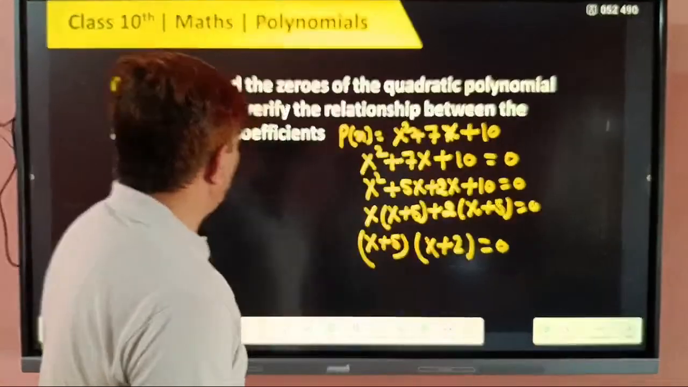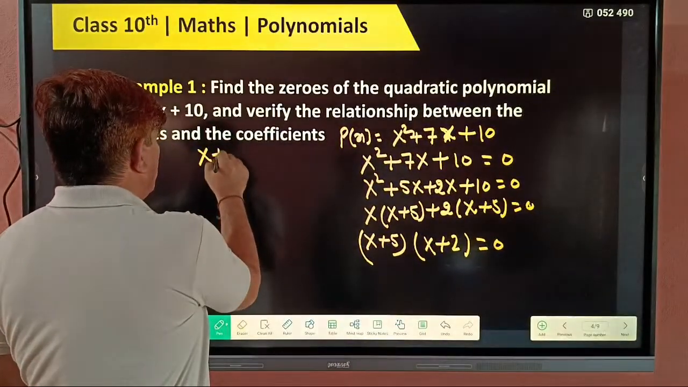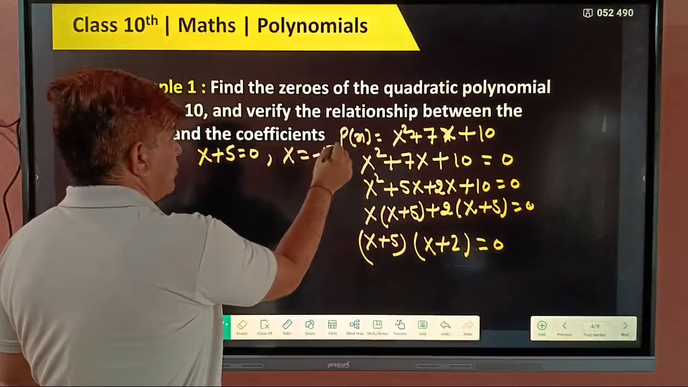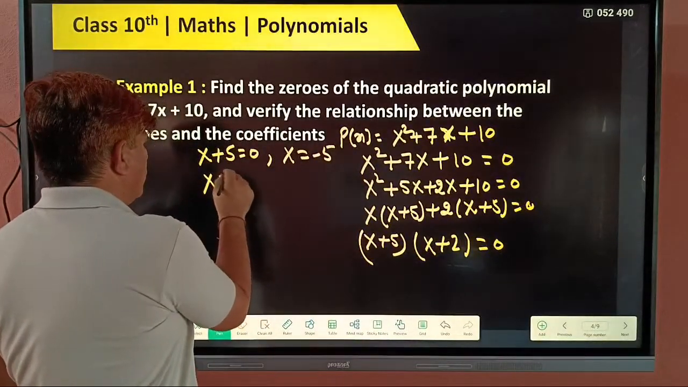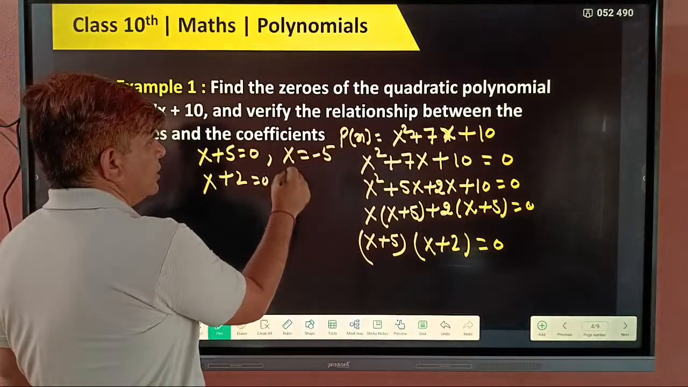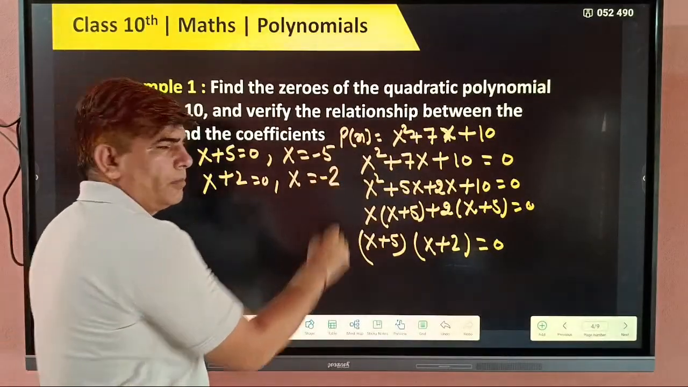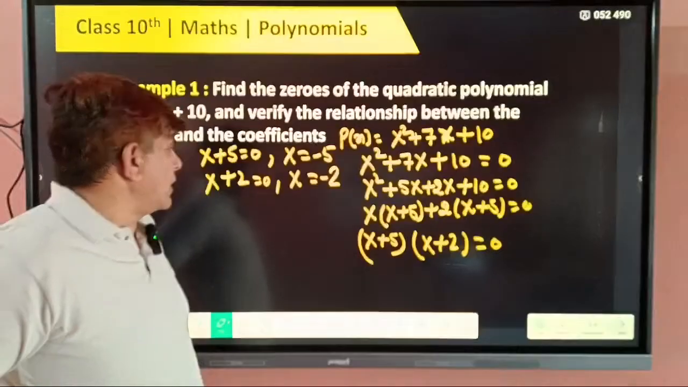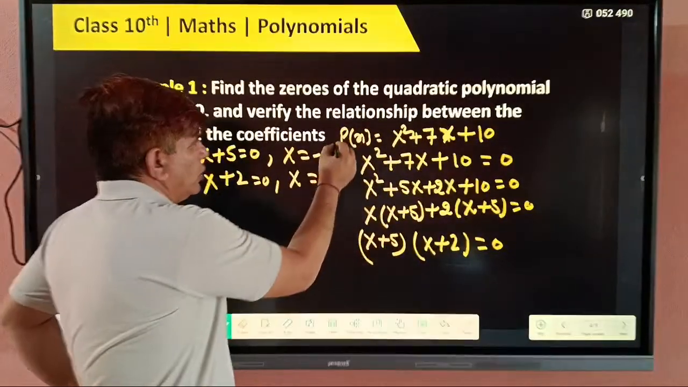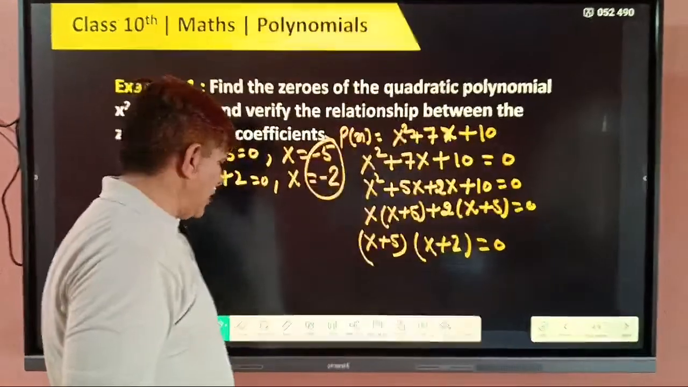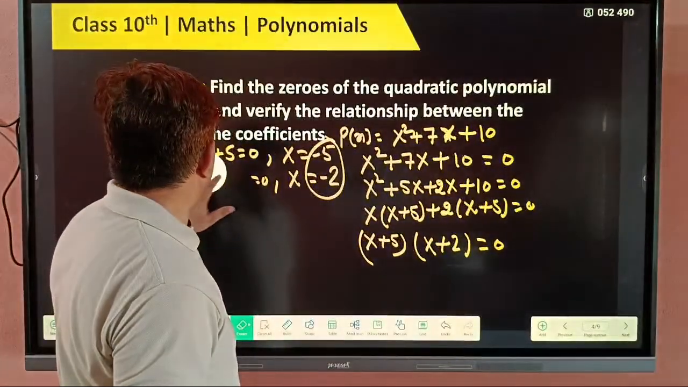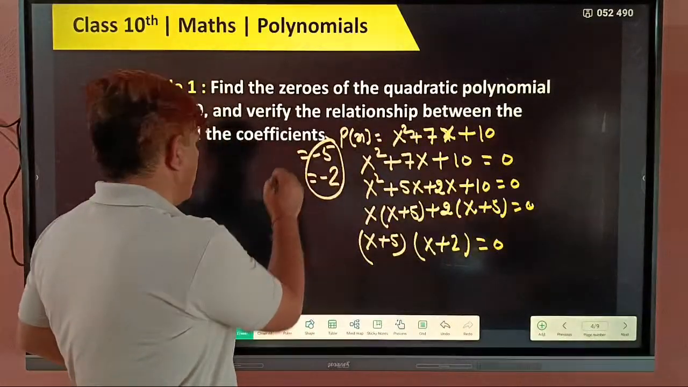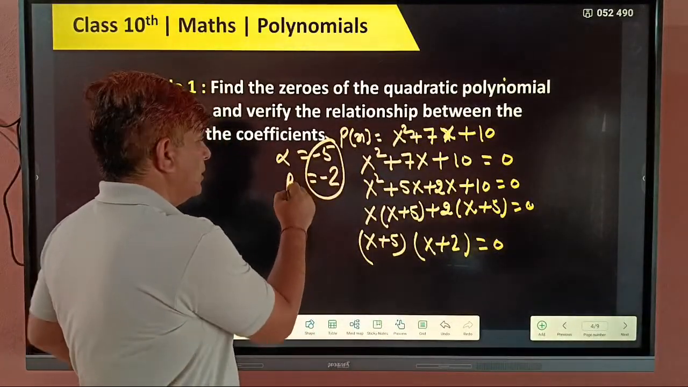From this you can easily say, put x plus 5 is equal to 0, meaning x equal to minus 5. x plus 2 is equal to 0. What's its meaning? x equal to minus 2. So what are the zeros? These two. What's their name? Alpha, beta we can say. This we can say is alpha, and this we can say is beta.